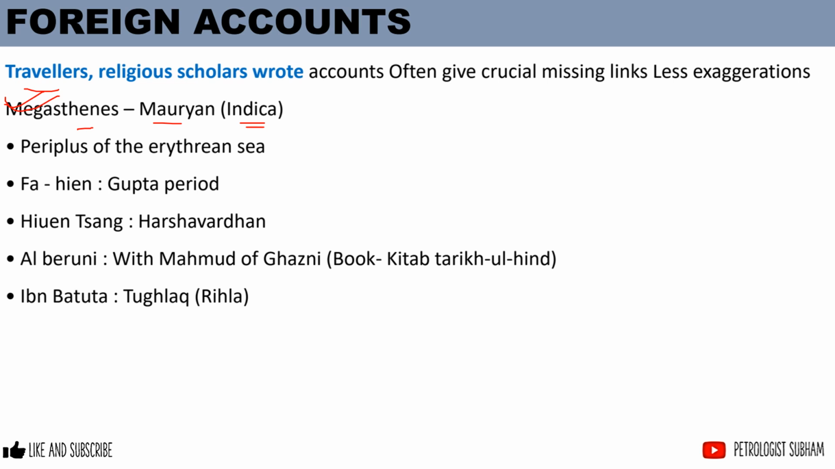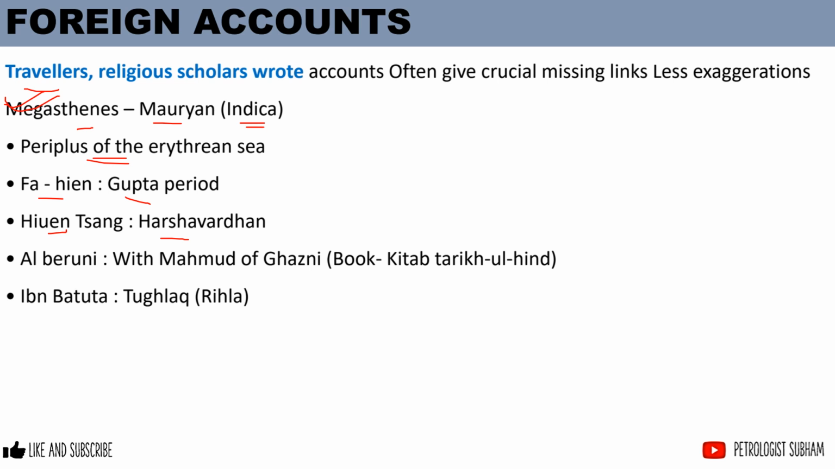Periplus of the Erythraean Sea. Its writer is unknown. Okay, let's move forward. Fa Hien and Huyen Tsang. These both are Chinese scholars who came to Nalanda and Taxila to do some research. Fa Hien came during the Gupta period, and Huyen Tsang came during the period of Harshvardhan. Harshvardhan is one of the kings from the Haryana region, and the Gupta period was one of the largest dynasties before Maurya, right?